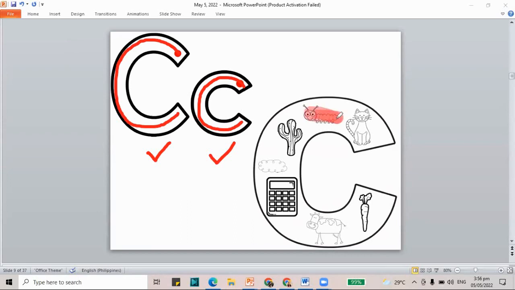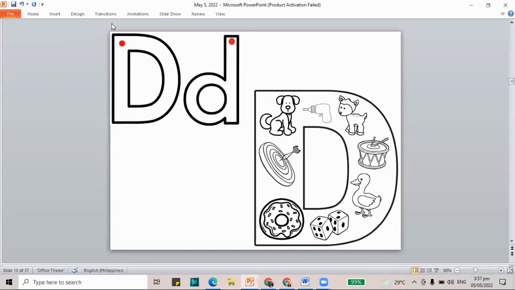C for the caterpillar. C for the cat. C for the cactus. C for cloud. C for calculator. C for cow. And C for carrot. Those are some pictures that have the sound for letter C. Capital C, lowercase c. Jumping to the next letter, here we have the letter D.